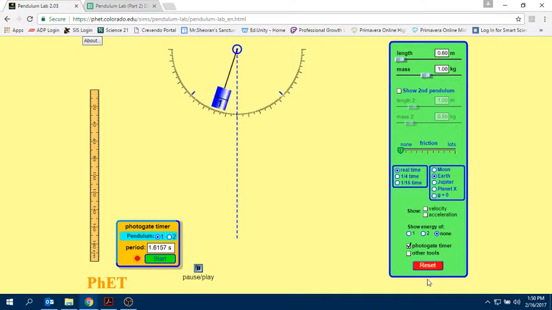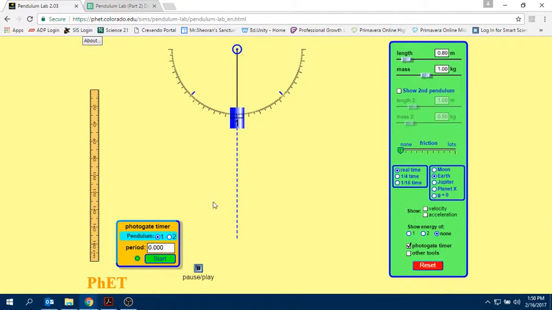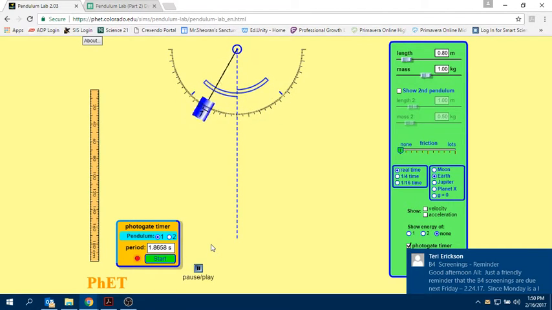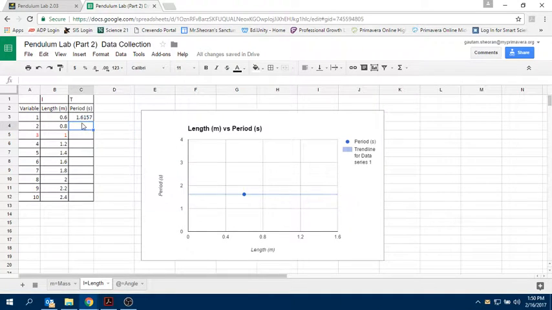All right, reset. Next thing is to go up to 0.8. 0.8, just to confirm. Photo gate on, click. And 1.8658. All right, so we're starting to get a shape, but we only have 2 points. We're not going to know enough.